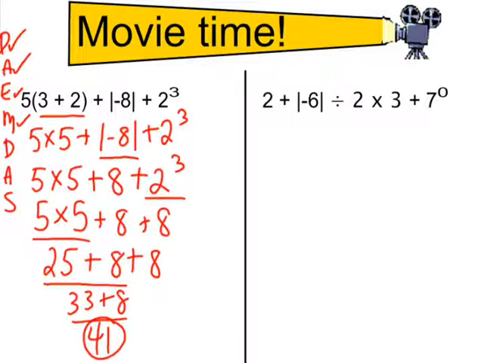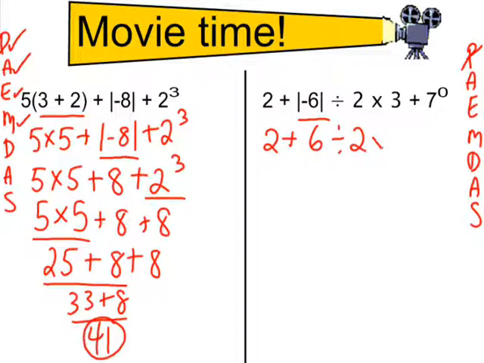Let's do another one. Please also excuse my dear Aunt Sally. So there are no parentheses, so we'll do absolute value. Absolute value of negative 6 is 6. We'll bring everything down here. Next would be exponents. Anything to the 0 power is 1. Bring everything down.